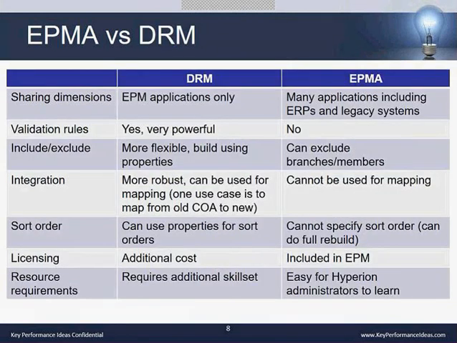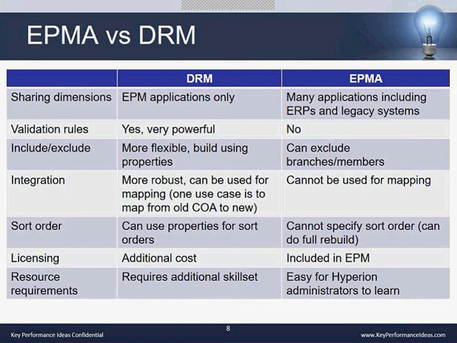So here's some pros and cons for EPMA versus DRM. So DRM is Data Relationship Management, which is another metadata tool provided by Oracle. With DRM, you can share over many applications, including ERPs and legacy systems. With EPMA, that is only for EPM applications.